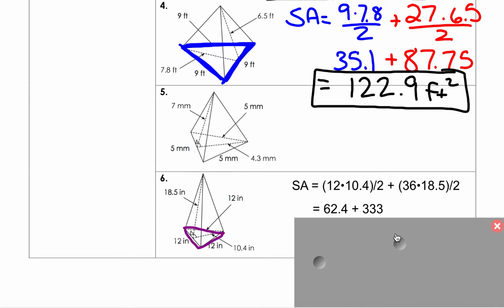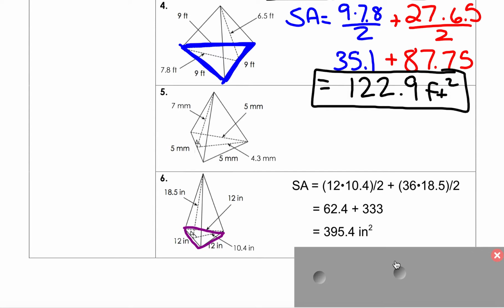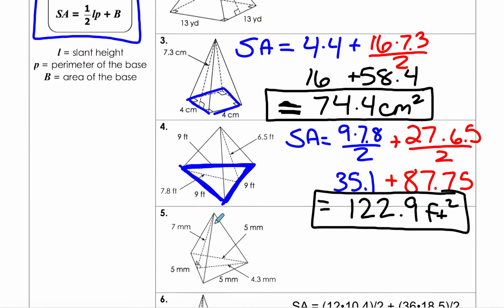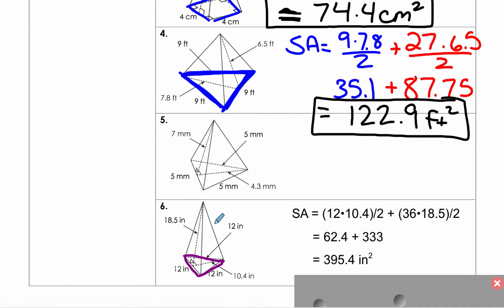When I do those calculations, I get 62.4 plus 333, which gives me a surface area of 395.4. So that's for pyramids. That's basically how it goes. You're always finding the area of the base, and then you are finding the perimeter of the base, multiplying it times the slant height, and dividing by 2. Because again, all of the sides of a pyramid are always triangular, so we divide by 2.